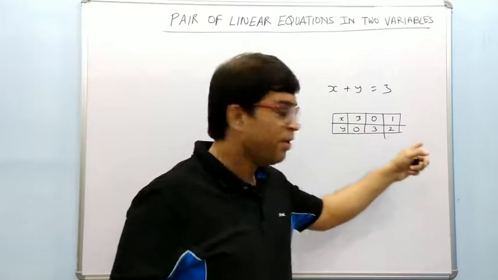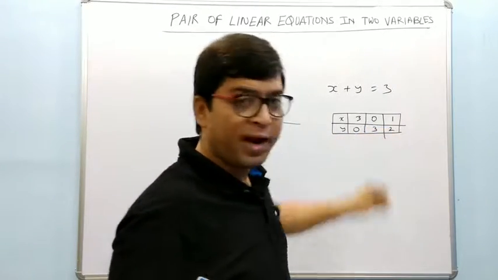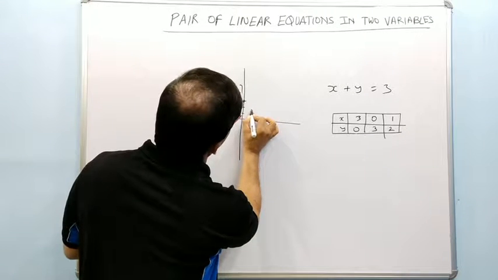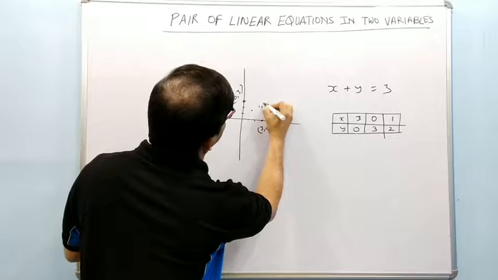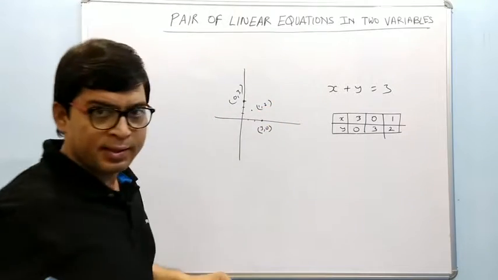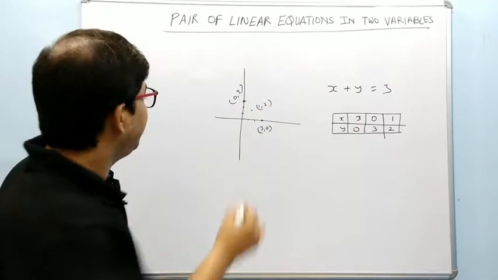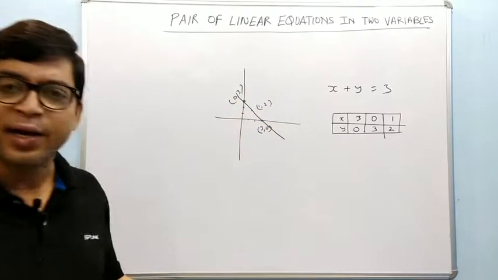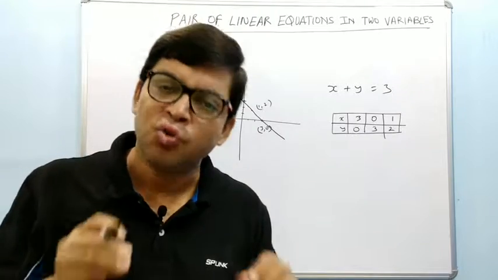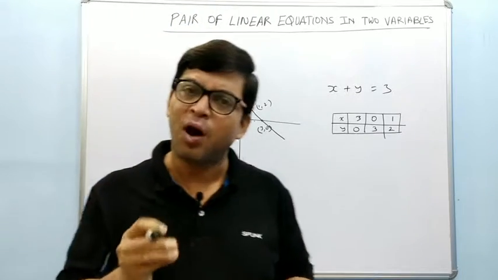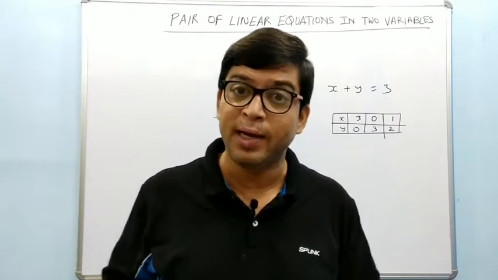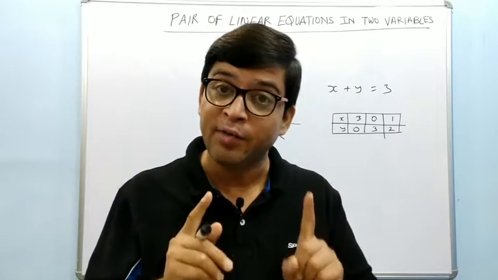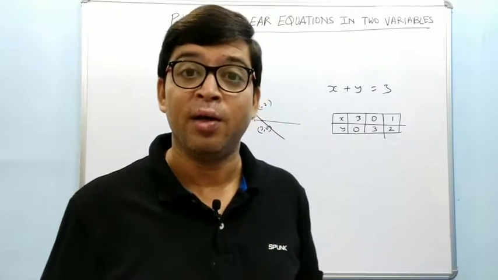Another point is x is 1 and y is 2. Here 1, 2. Yes, we just write the coordinate like this. If we join these things, that is the required straight line. Very easy. So what is the graph format of a linear equation in two variables? It is a straight line. Remember, linear equation means a straight line.